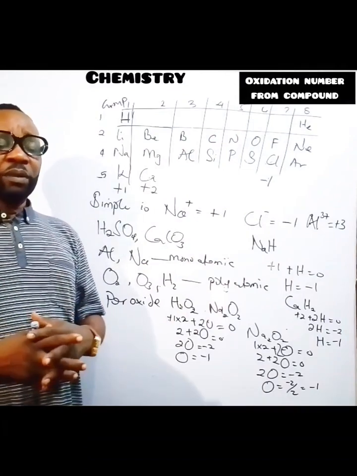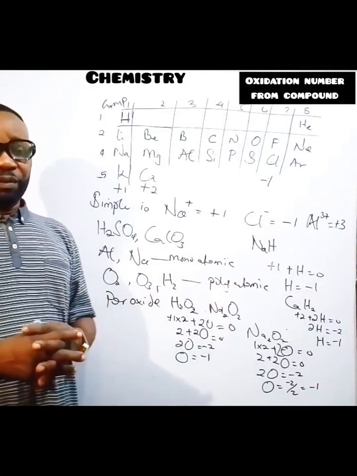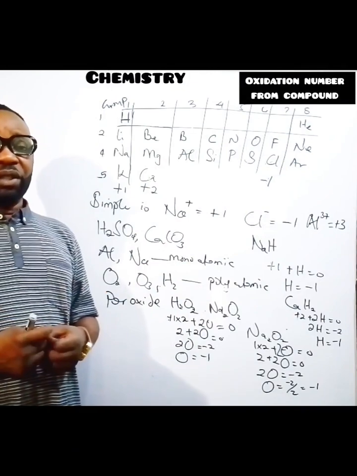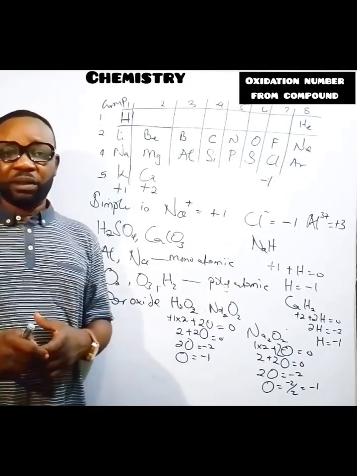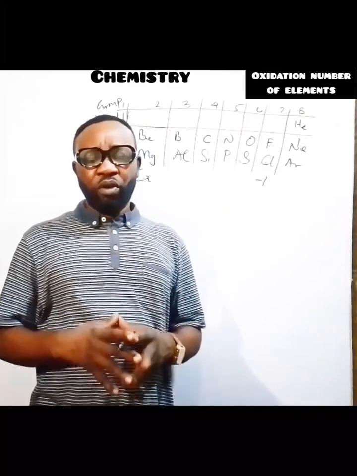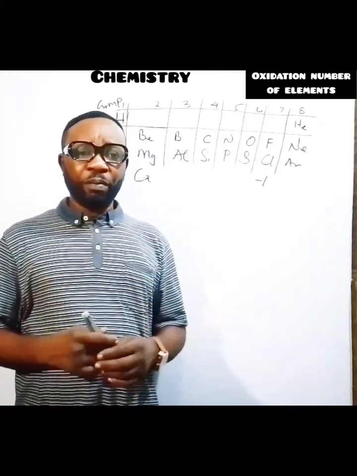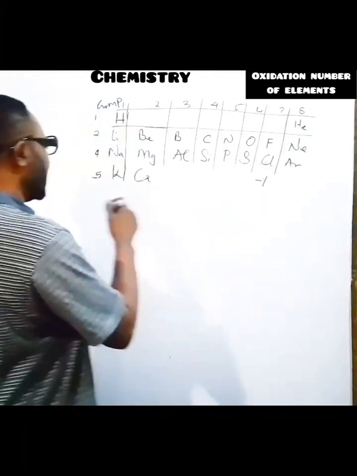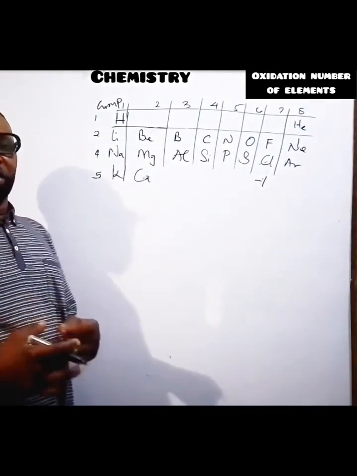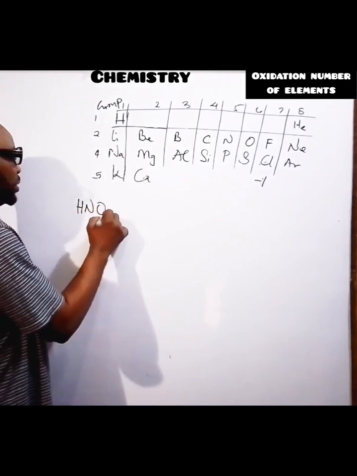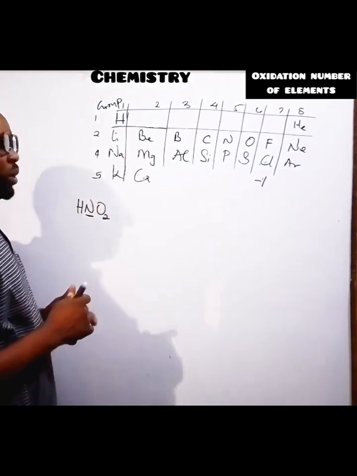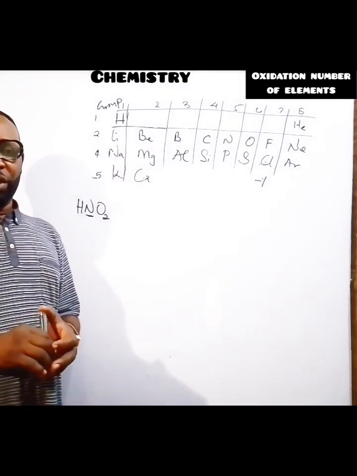found on the periodic table. Now, we are going to look at how you can calculate the oxidation number of different elements in their compound state. The first question says that we should calculate the oxidation number of nitrogen from HNO2. We are asked to find the oxidation number of nitrogen here.